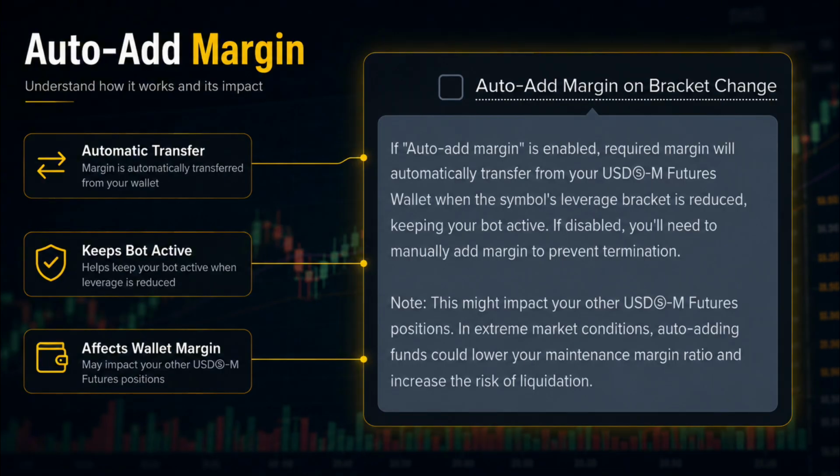Another setting you may see is auto-add margin on bracket change. This means that if the required margin changes because of leverage bracket rules, the system can automatically transfer more margin to keep the bot active. If it is disabled, you may need to add margin manually. So this setting can help prevent the bot from stopping due to insufficient margin.